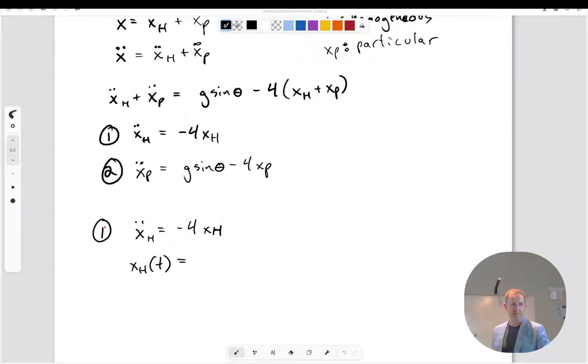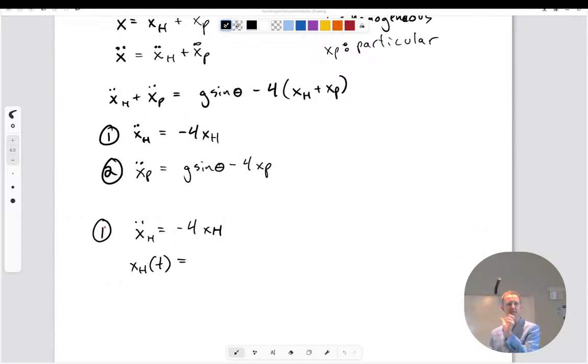What function, if I take two derivatives of it, is the same function, but times a negative constant? Cosine or sine, just to be safe. Let's throw both of them in there. Why not? So I said, what function can you take two derivatives of, and you end up with the same function but times a constant? Sine and cosine.